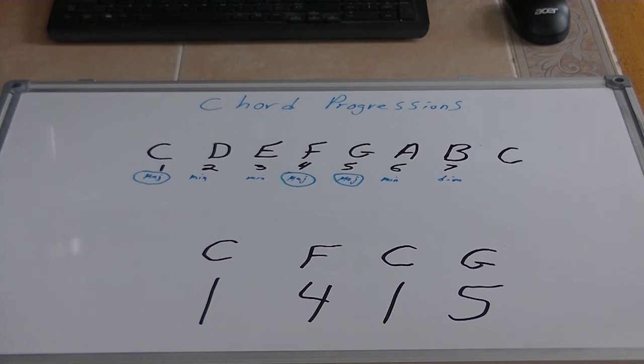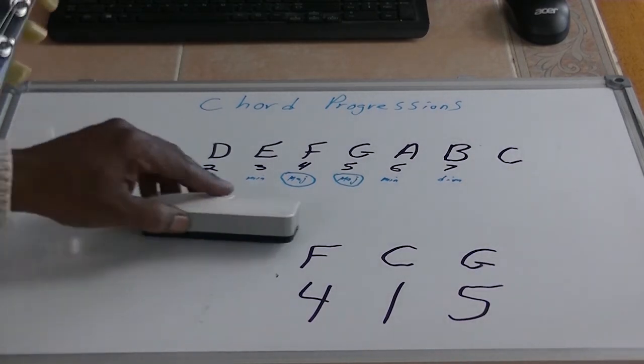Now maybe that might have sounded familiar to you. There's an old song called Brown Eyed Girl by Van Morrison that uses this chord progression. So this is the 1, 4, 1, 5.